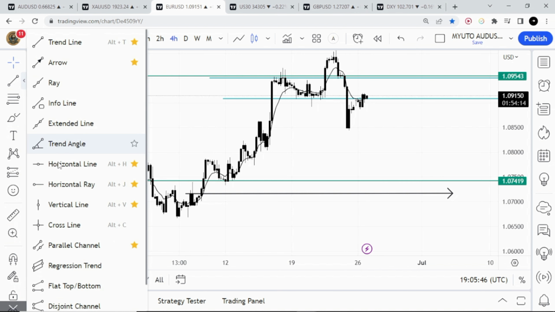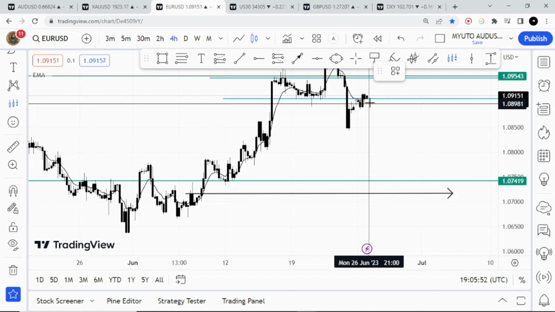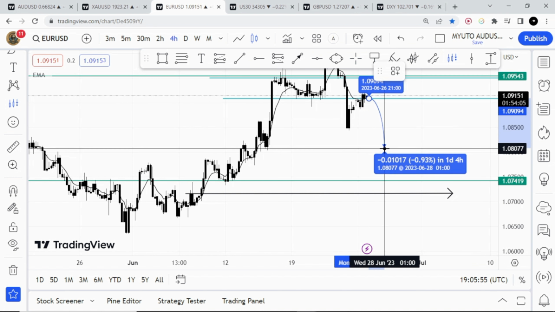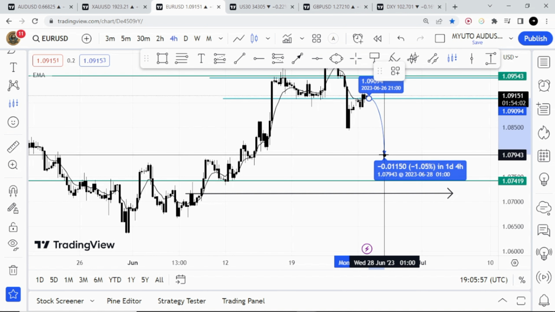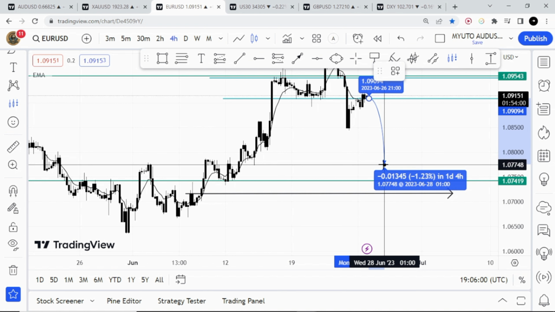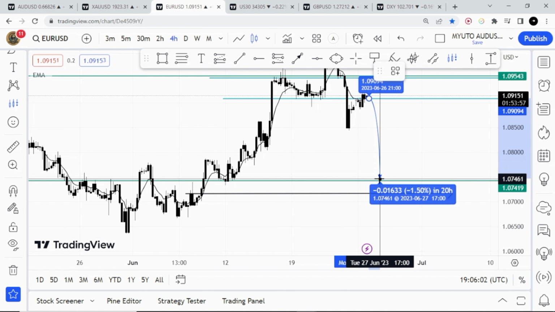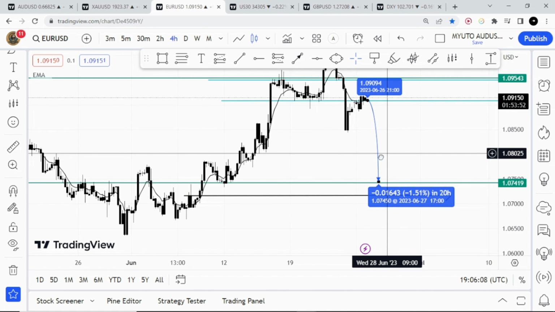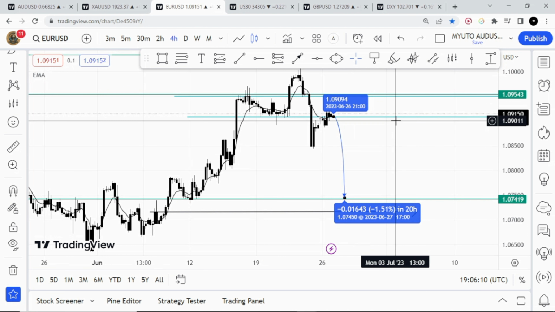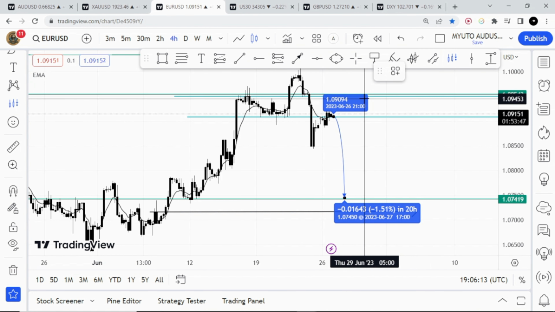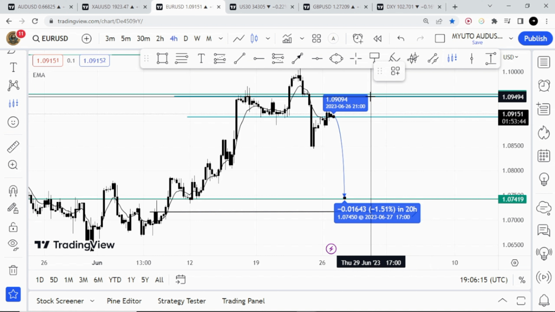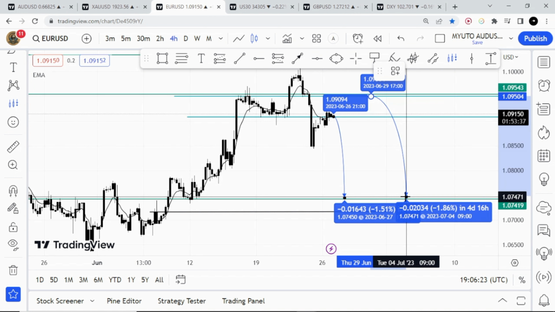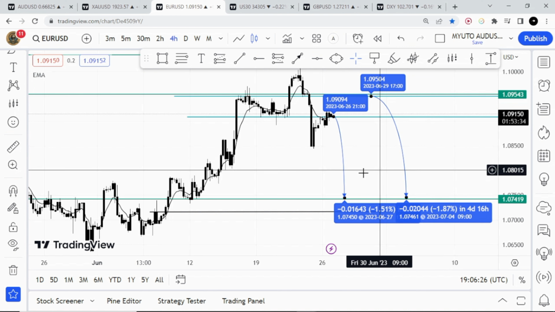Mark out these levels where I'm expecting price to begin to fall from. So from 1.0915 down to 1.0750, which has been a very significant level for EURUSD in the recent past. So we also mark 1.0950. Okay. So let us see how price develops.